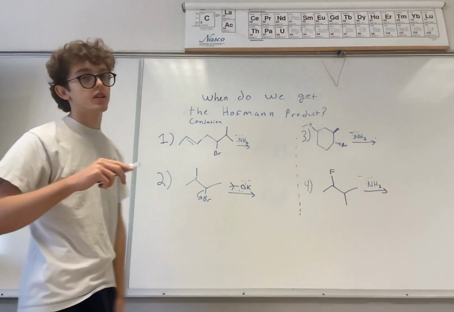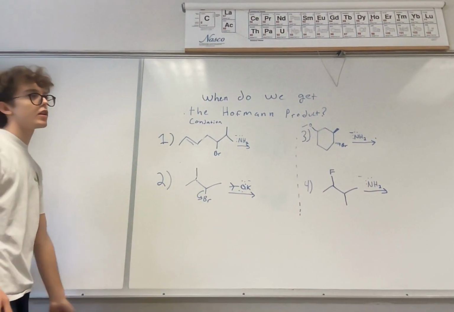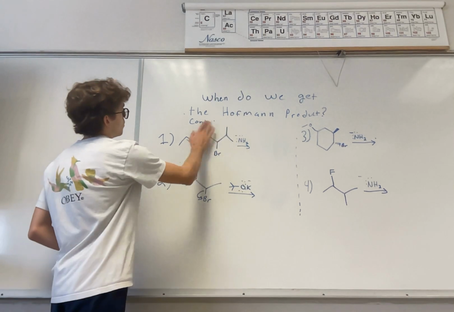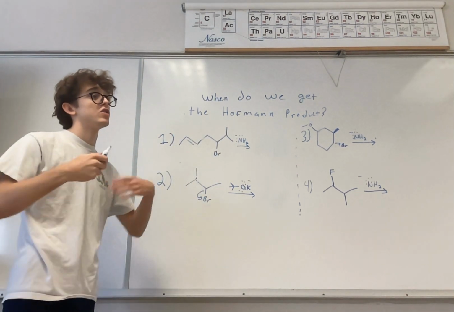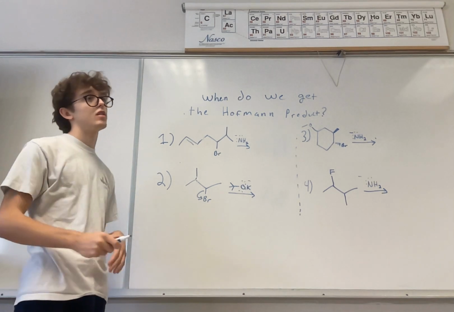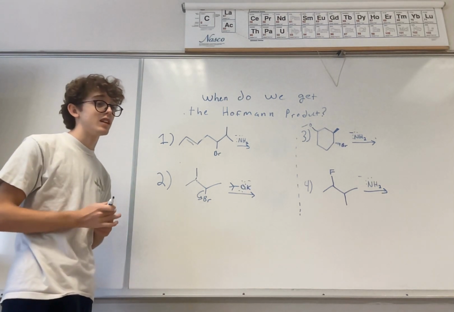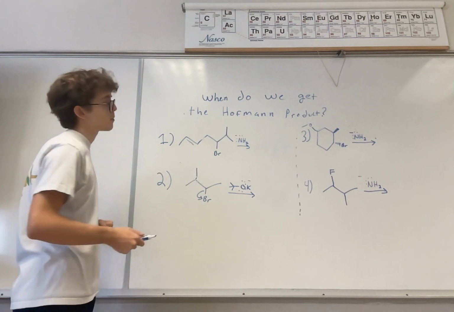Hello guys, the topic of this lesson is going to be when do you get the Hofmann product in your elimination reactions? Well, we know the Hofmann product is the less substituted alkene, is less likely to form in most cases because it's less stable. But there are a few exceptions and we'll get into that.